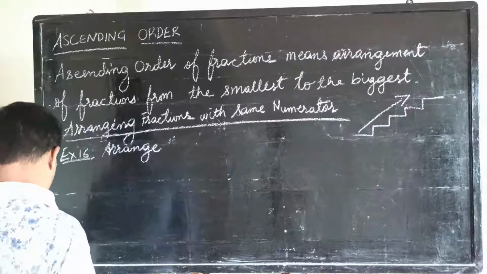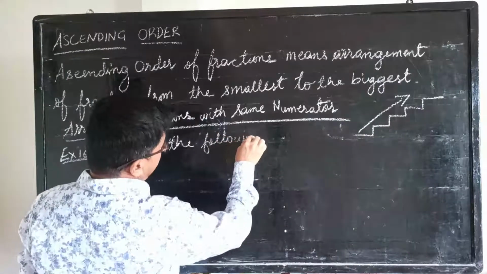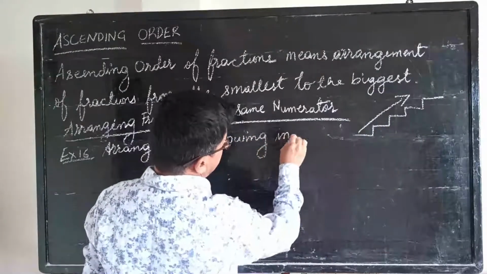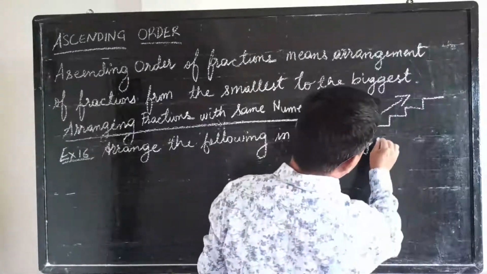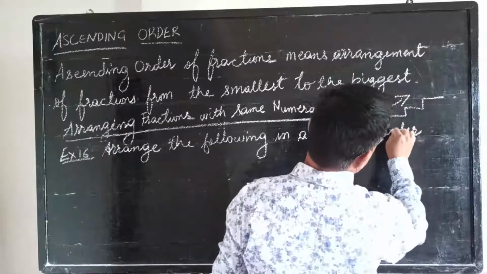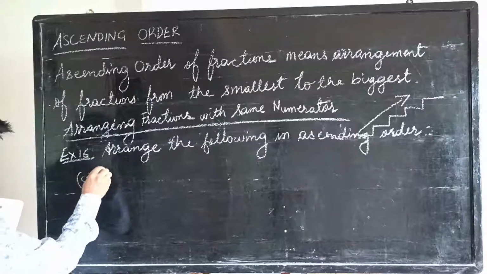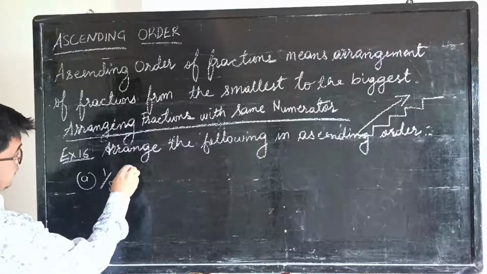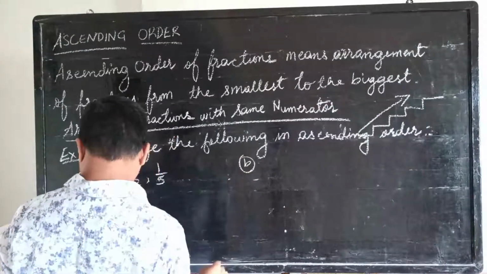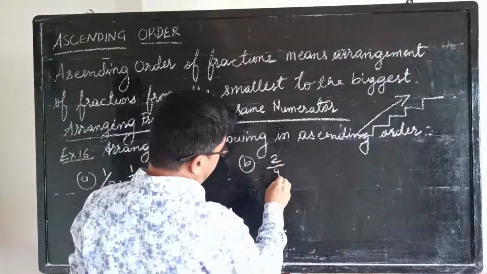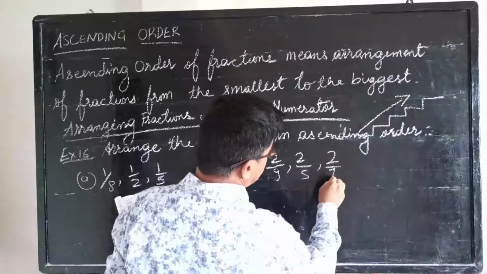Arrange the following in ascending order. Now A is 1 upon 8 and 1 upon 5, and B is 2 upon 9, 2 upon 5 and 2 upon 7.